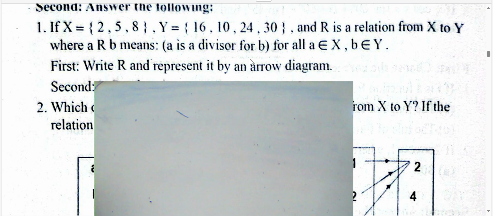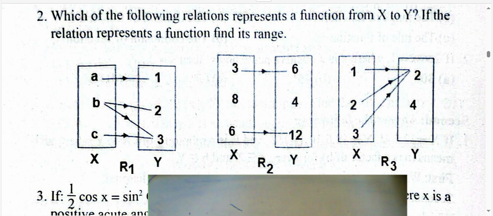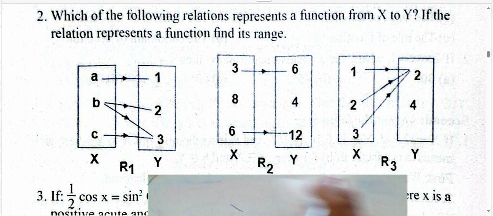Next question number 2, which of the following relations represents a function? We have relation number 3. It's a function. Why relation 3? Because each element in the set x has one image in y. And then we can find the range. The range here will be 2 only. We have one image for all elements in x.